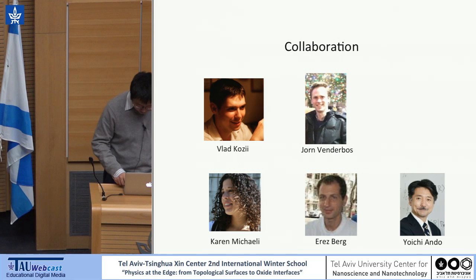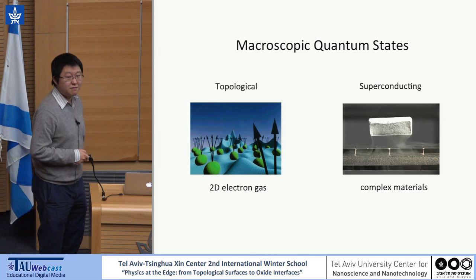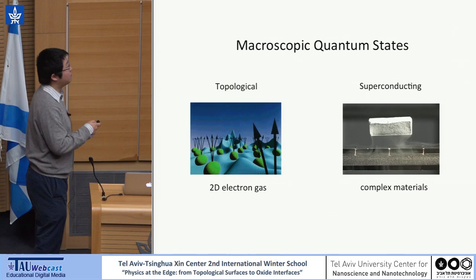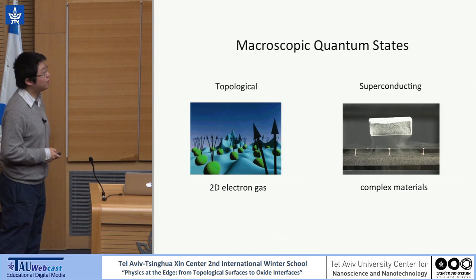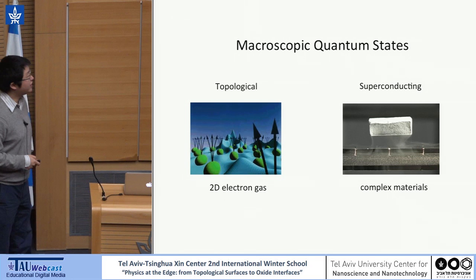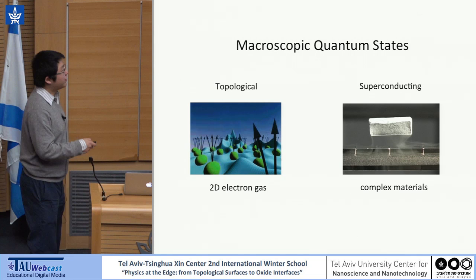So in condensed matter physics, we are very often interested in macroscopic quantum phenomena. The two primary examples of macroscopic quantum states are topological states and superconducting states. For a long time, it was thought that they were very different. Topological states are realized, for example, in a two-dimensional electron gas in high magnetic field, the quantum Hall effect, integer and fractional versions, and these occur in high-quality semiconductors. On the other hand, superconducting states occur in generally complex quantum materials.